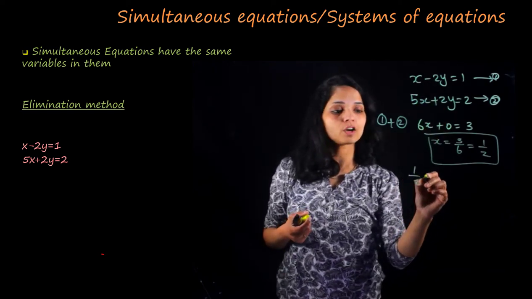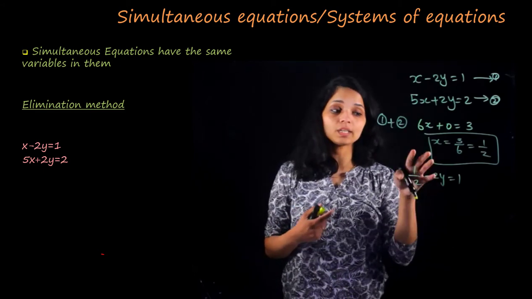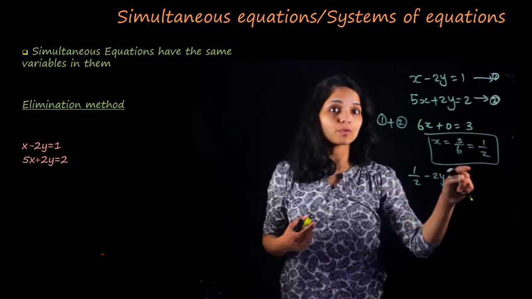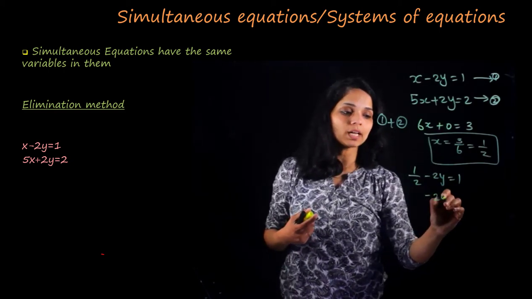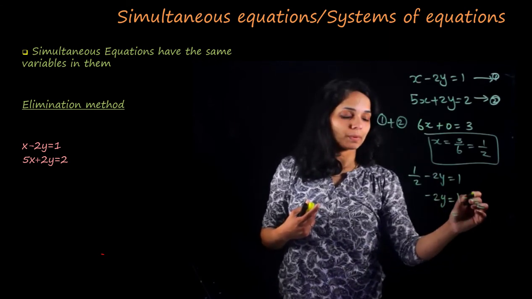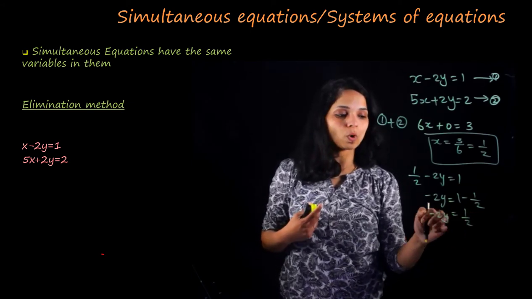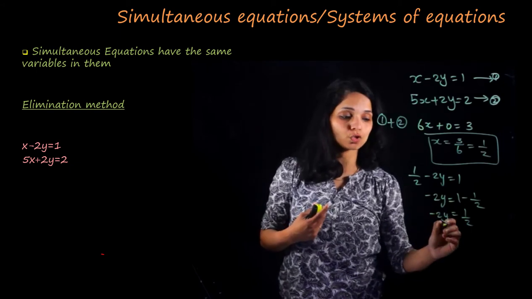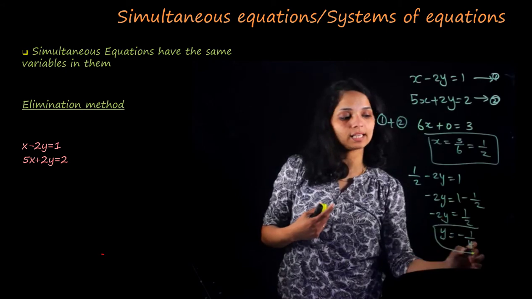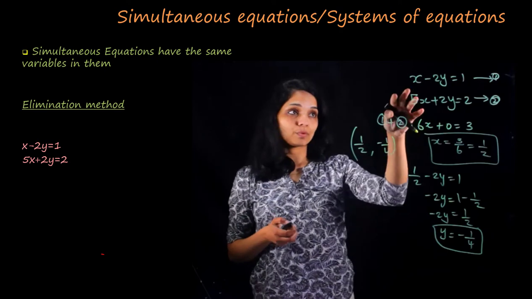x is half, so half minus 2y equals 1. So y is the variable we are after. So isolate that one, keep that on one side and take this half to the other side. You're subtracting half on both sides for that. So minus 2y equals, I'm just doing it in one step, 1 minus half. And 1 minus half is half. And that's minus 2y. And to get y, you're dividing the whole equation by minus 2. So y equals minus 1 on 4. So that's the value of y. So x equals half and y equals minus 1 on 4 is the solution for this particular equation.